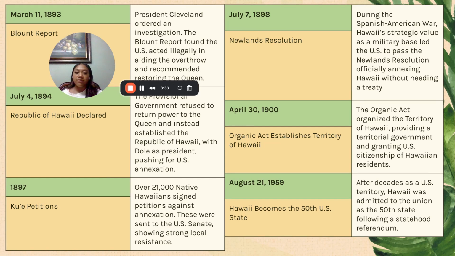August 21st, 1959. Hawaii becomes the 50th U.S. state. After decades as a U.S. territory, Hawaii was admitted to the Union as the 50th state, following a statehood referendum.